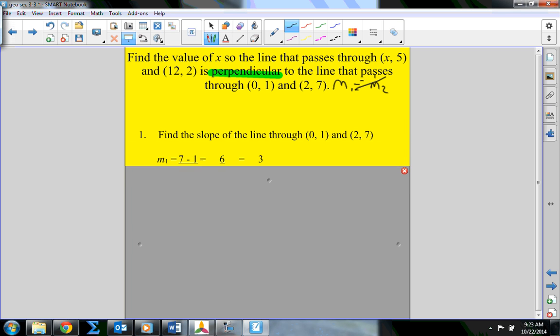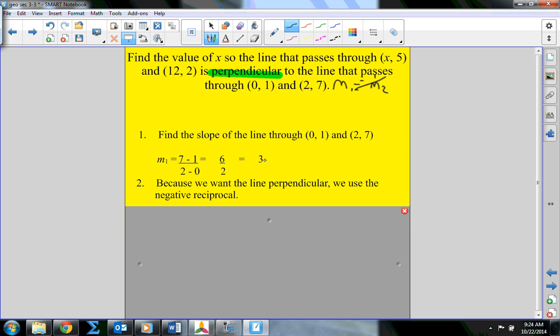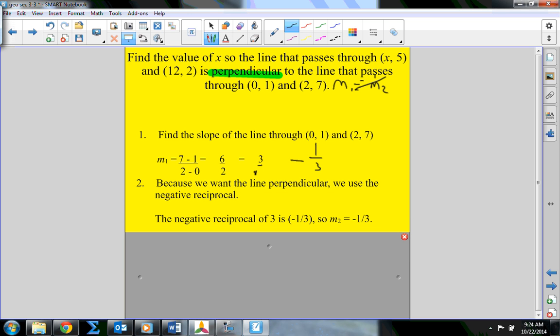And let's see how we do that. The slope that goes through those 2 points, we'll do 7 minus 1 over 2 minus 0, which gives me 6 over 2, which is 3. No worries there. Or 3 over 1, you can say that if you want to. So since you want perpendicular, we're going to choose the opposite reciprocal. So this is 3 over 1. So I'm going to change the sign and flip the fraction. So the slope of the second line is -1 over 3.